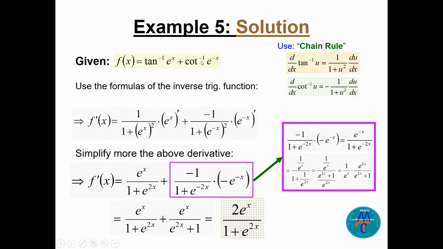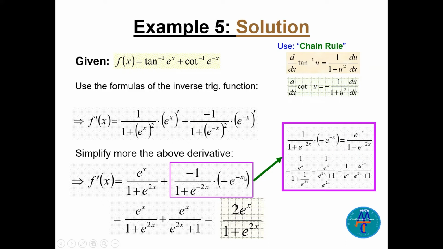Now the derivative of inverse cotan has a minus, you see this minus here: minus 1 over 1 plus u squared, which is e to the power minus x squared, times the derivative of u, which is e to the power minus x prime. Now, the derivative of e to the power x is e to the power x, and this one squared, so multiplying 2 times x gives e to the power 2x. So the first part is easy, plus. Let's see the second part. There is a minus 1. In the denominator here, we have 1 plus e to the power minus 2x. Leave it now. Find the derivative of e to the power minus x, which is minus e to the power minus x.